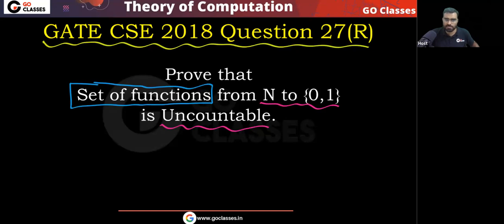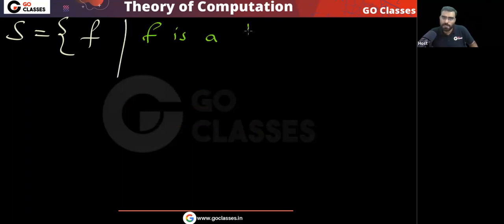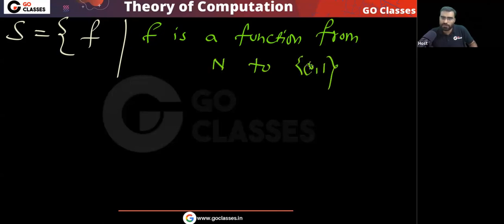First, you understand this. What is your base set? Tell me. Your base set is the set of functions, right? Yes or no? You have a set of functions. F is a function from N to {0, 1}. Is this clear? Please tell me, did you understand that F is a function from N to {0, 1}? Okay, you understand this set.